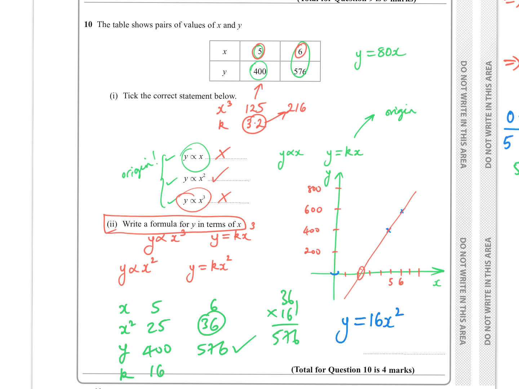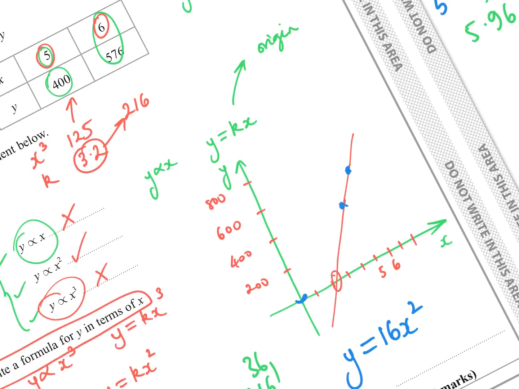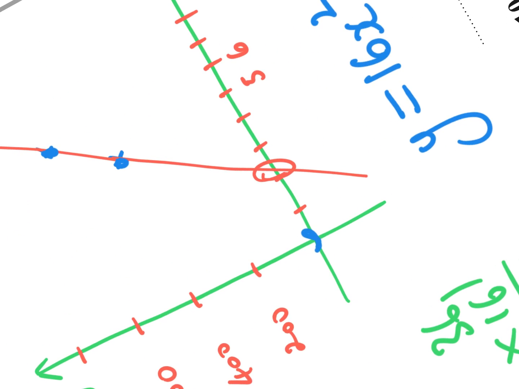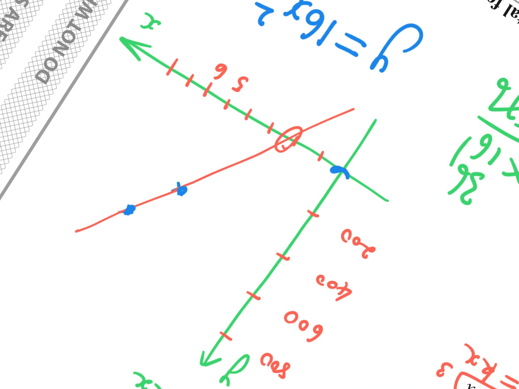Now that would go through the origin, and it would also go through these 2 points here. So if I enlarged this diagram, this may or may not work wonderfully, but I'll give it a try. So if I know it goes through the origin here, then it's got some kind of shape like so. Okay, so not a straight line, not a cubic, but a quadratic of the form y equals 16x squared.